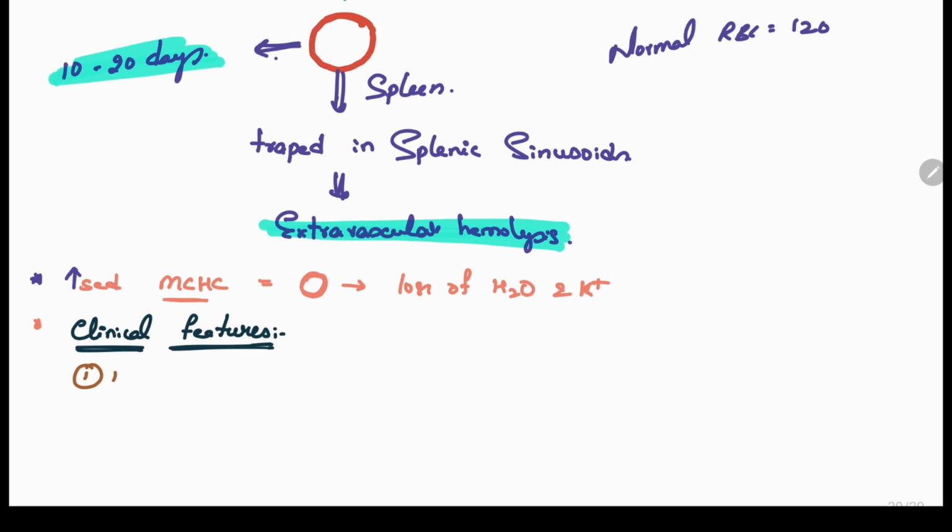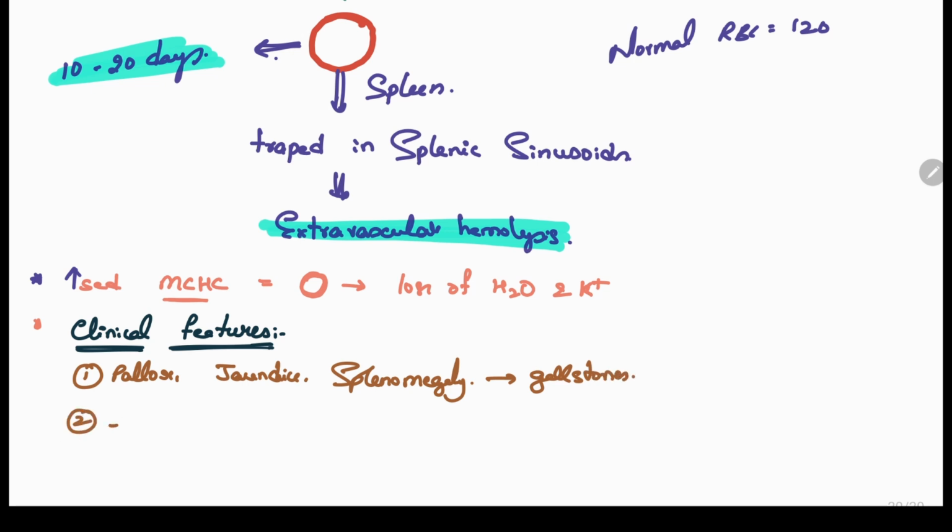First one, you can see pallor, jaundice and splenomegaly. So these are the general clinical features for any kind of anemias, and there will be increased risk of gallstones. This is the one you must notify.